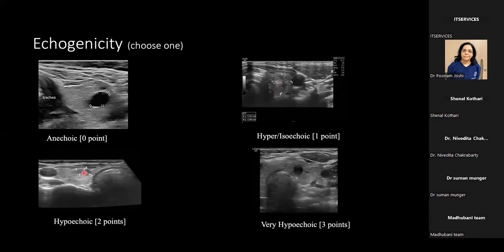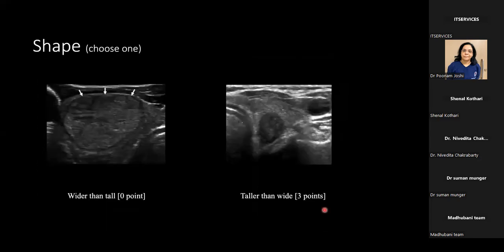So hypoechoic, again, compared to the thyroid parenchyma, this has a lesser echogenicity. It is darker compared to the thyroid parenchyma. So it is hypoechoic. And as I told you before, very hypoechoic, you compare it with the adjacent strap muscle. So you can see this is the adjacent strap muscle. It is far more darker compared to the strap muscle. So it is very hypoechoic. And this guy is an ominous prognosis, and you have to assign 3 points to it.